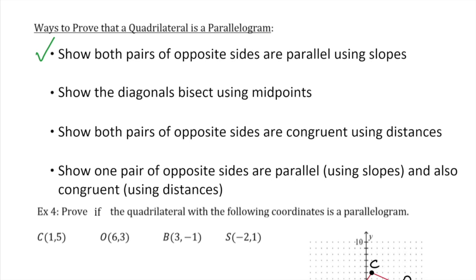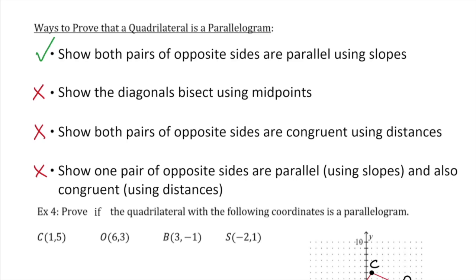You could also show that the diagonals bisect using midpoints, but we're not going to talk about midpoints. It is an option, if you know the midpoint formula or if you want to look it up, that is something you could do. We're not going to talk about it too much. You could also show both pairs of opposite sides are congruent using distances. Again, we're not really going to go into the distance formula quite yet. Last but not least, we could show that one pair of opposite sides are parallel and also congruent using distances.